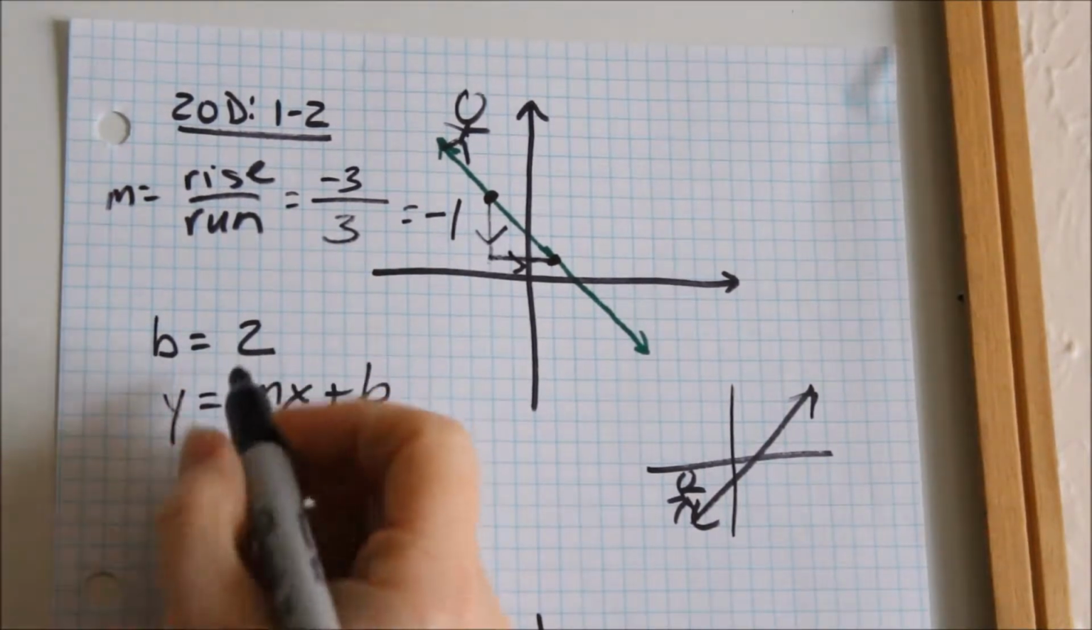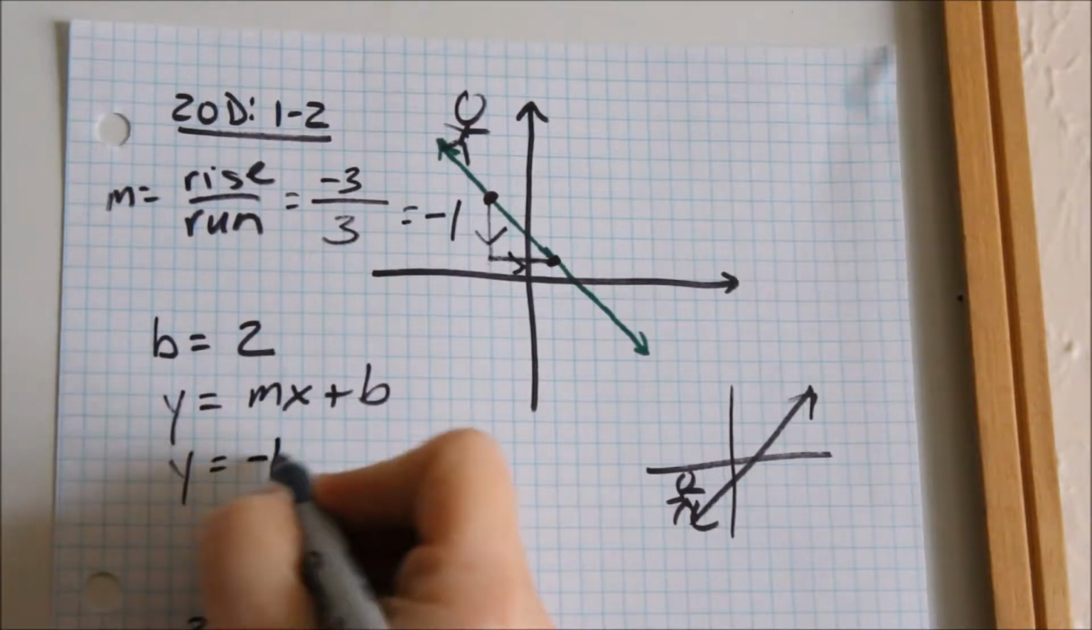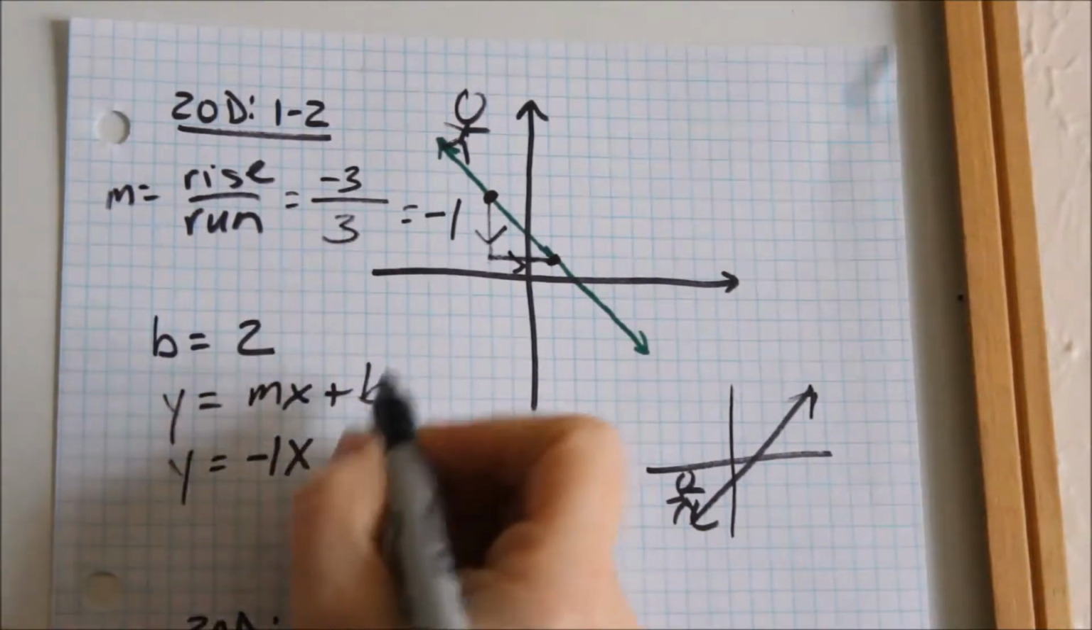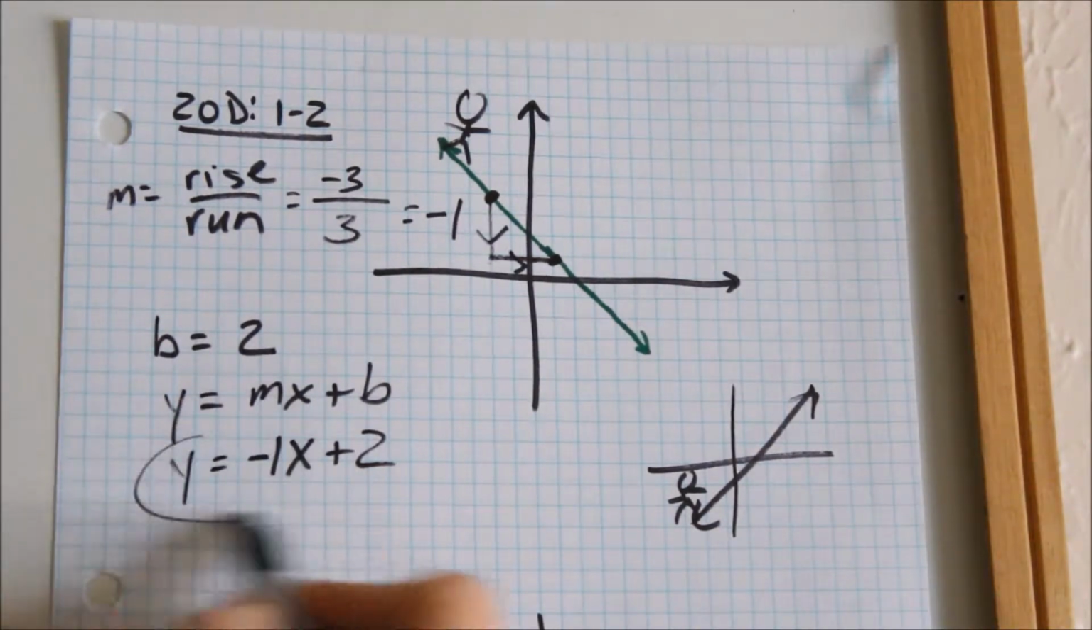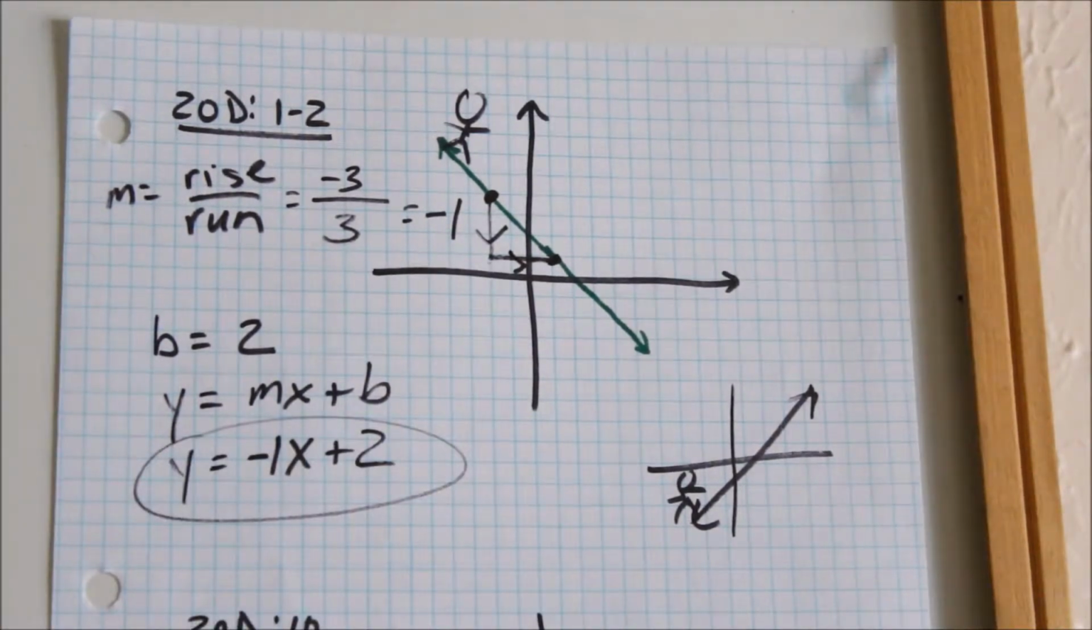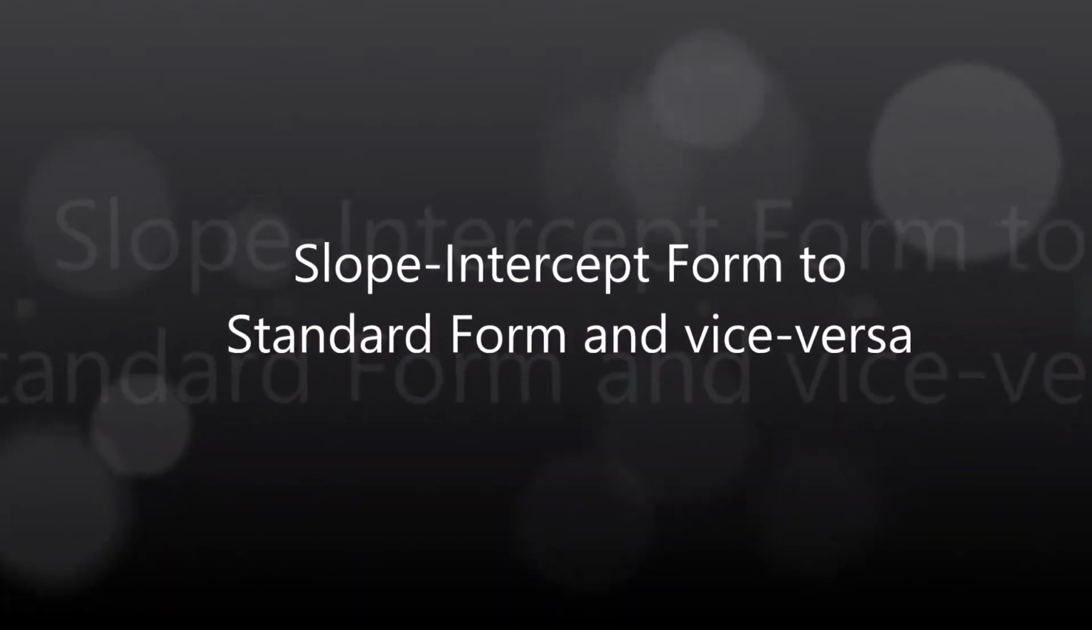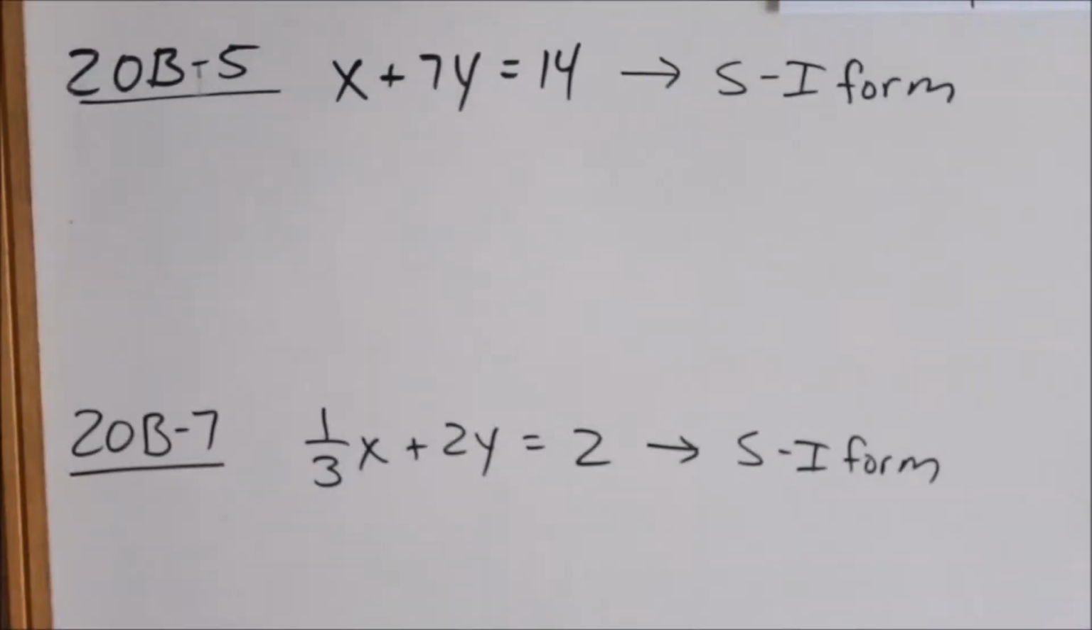Replace your m with your slope. Y equals -1x, and then my y-intercept is a positive 2. Of course, I could just say -x plus 2. That would be the slope-intercept form of that line. Okay, now we're going to practice changing these equations from slope-intercept form to standard form.